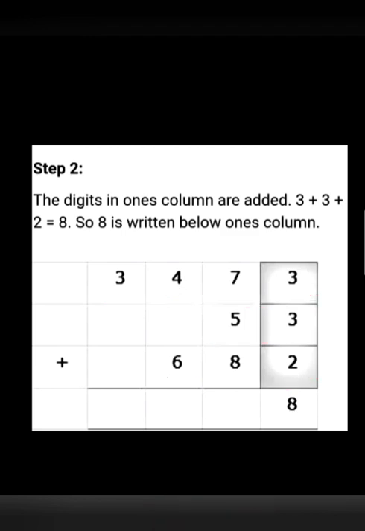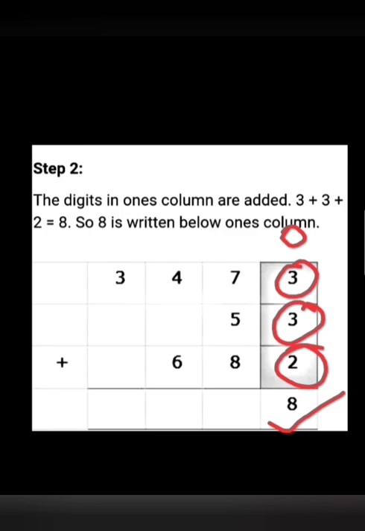Now let us add the numbers in the ones place. 3 plus 3 plus 2. This set gives an 8 as the total sum and it will be written below ones column.